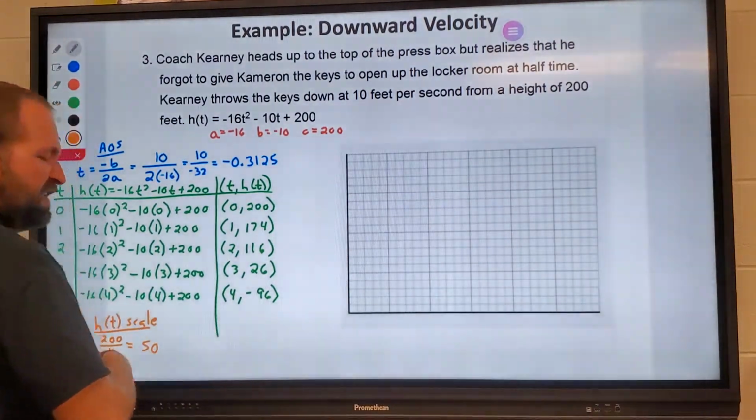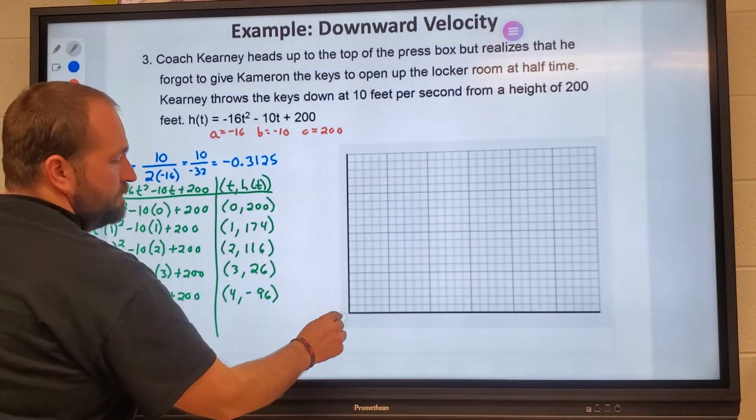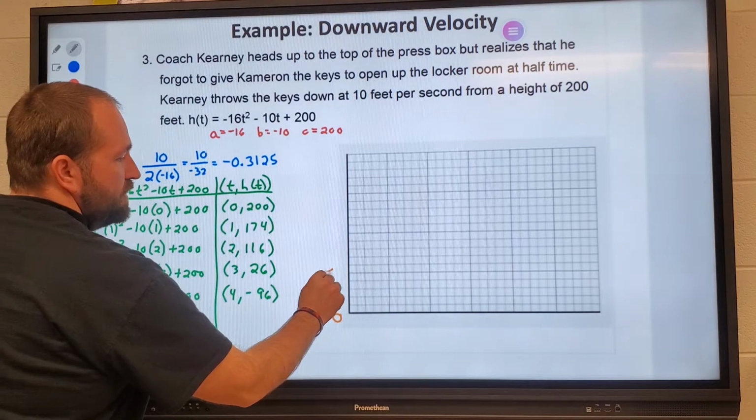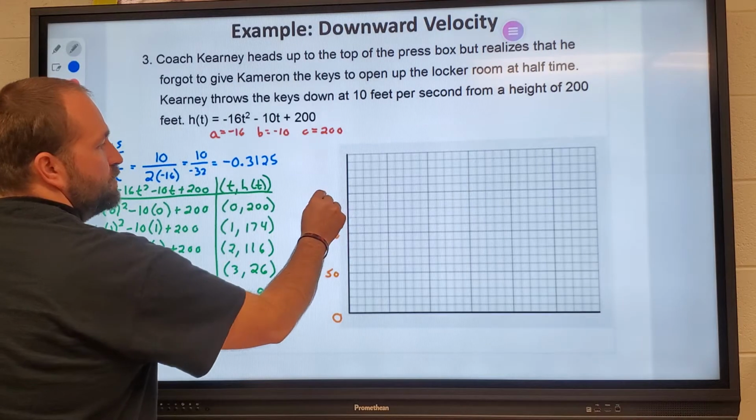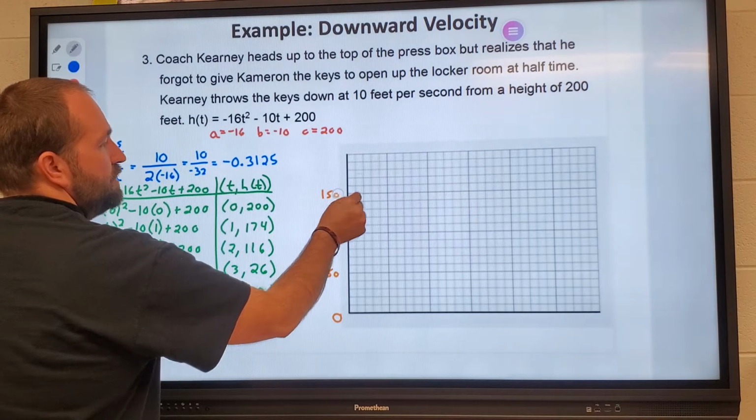Okay, so here, 50's perfect. We're going to go with 0. This next line up would then be 50. The next line up would then be 100. Then up we have 150. And then up we have 200.